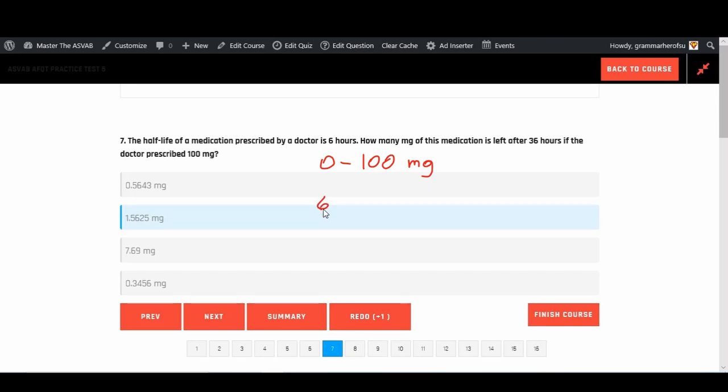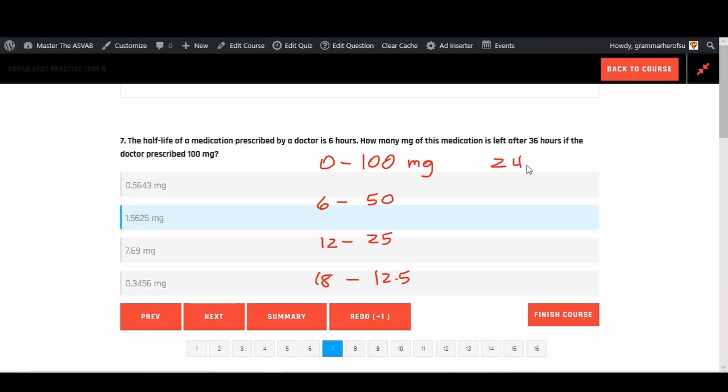After 6 hours, there's going to be 50. After 12 hours, there's going to be 25 milligrams. After 18 hours, there's going to be 12.5 milligrams. And again, you can see that as the hours go up by 6, which is the half-life, the amount of the medication is cut in half. Okay?